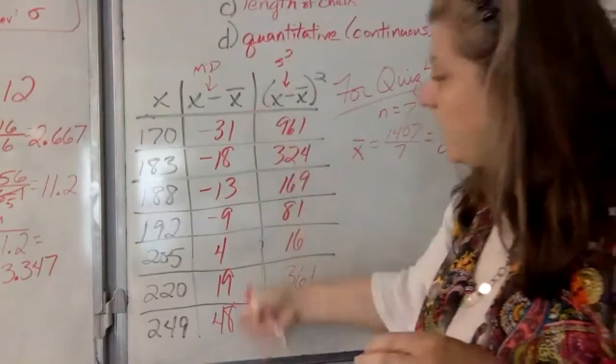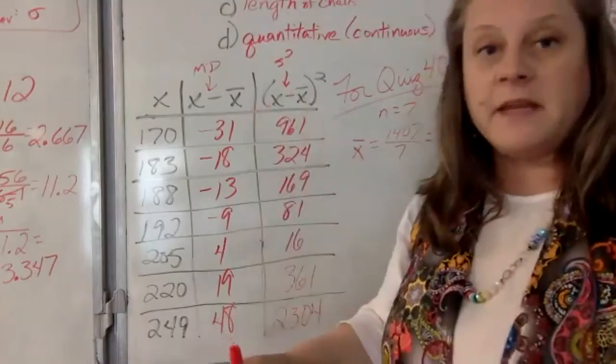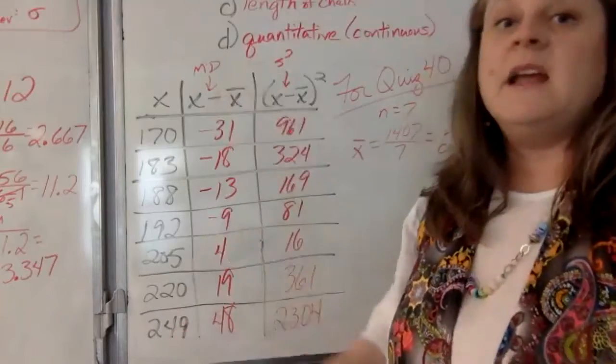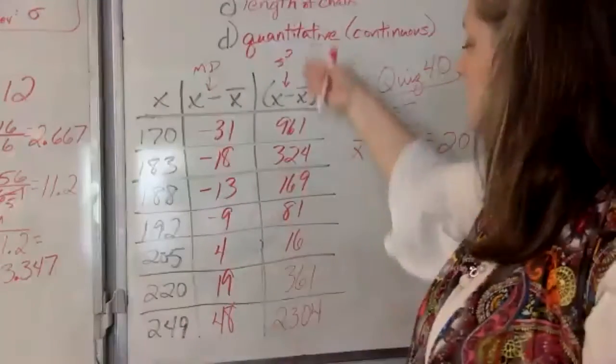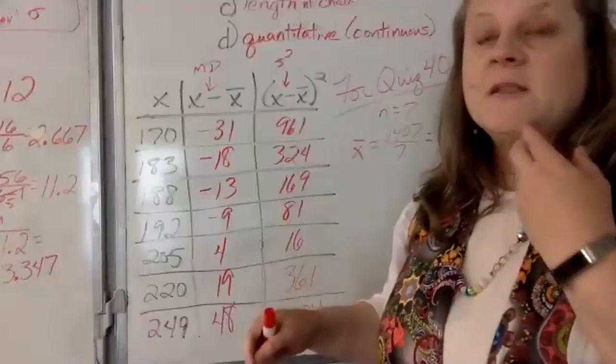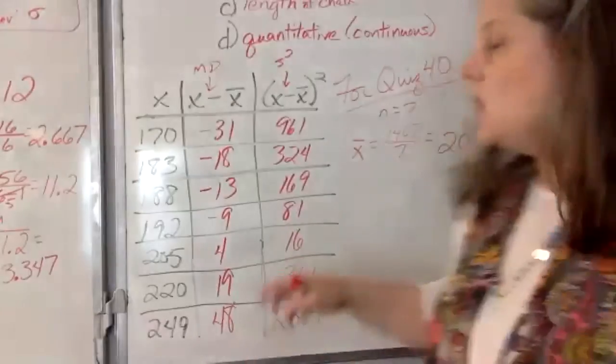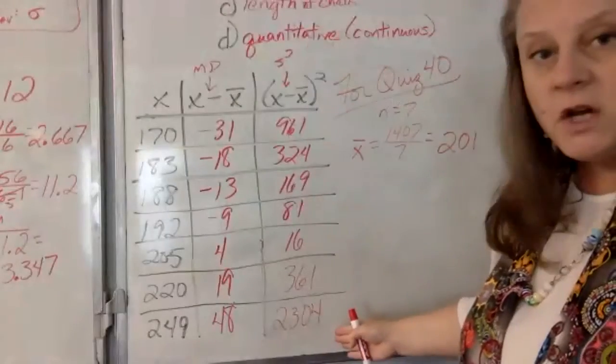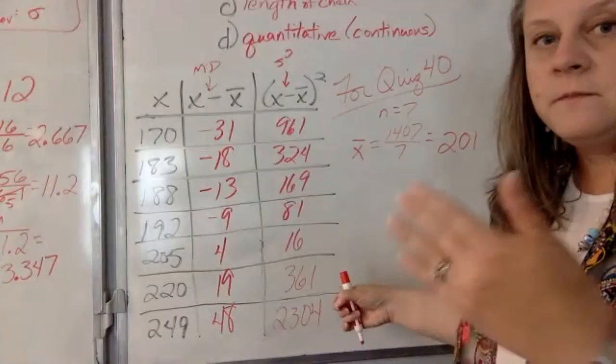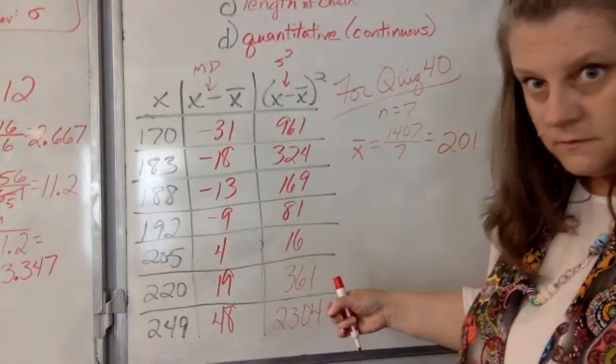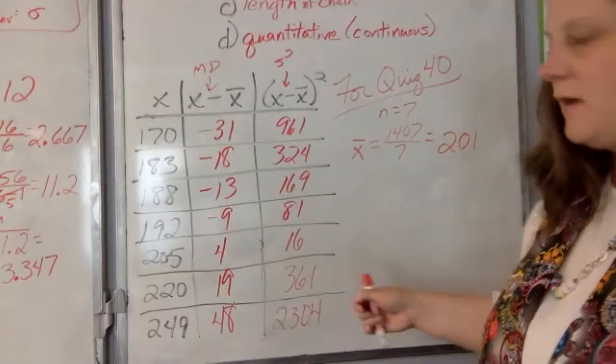But this way you have your table. So if it asks you to find the mean deviation, you know you use this one. If it asks you to find the variance, you use this one. If it asks for the standard deviation, you have to find the variance first and then take the square root of it.